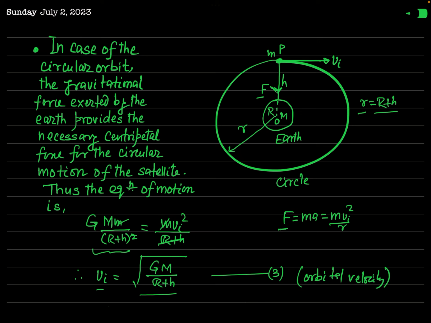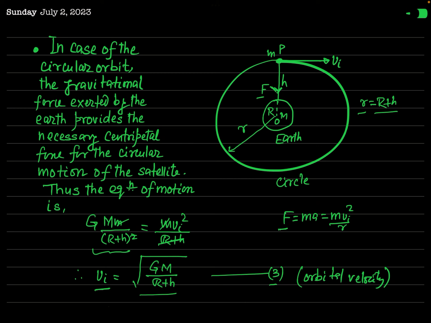So if the satellite is provided this much velocity, which has been defined in equation 3, then its orbit will be circular. Now we will see what will be the time taken by this satellite to revolve around this circular orbit once. The time taken by the satellite in one revolution is called the time period of this motion, or period of revolution. And what will that be?